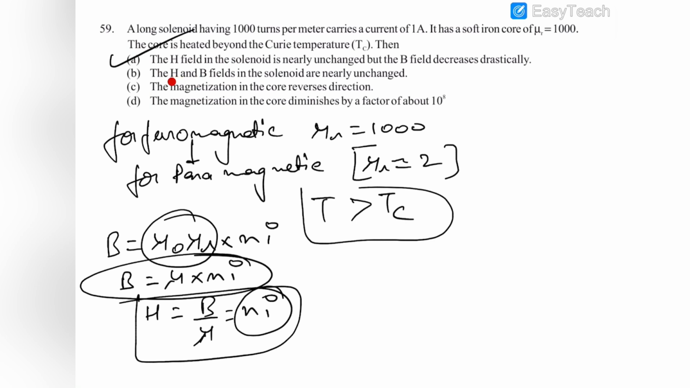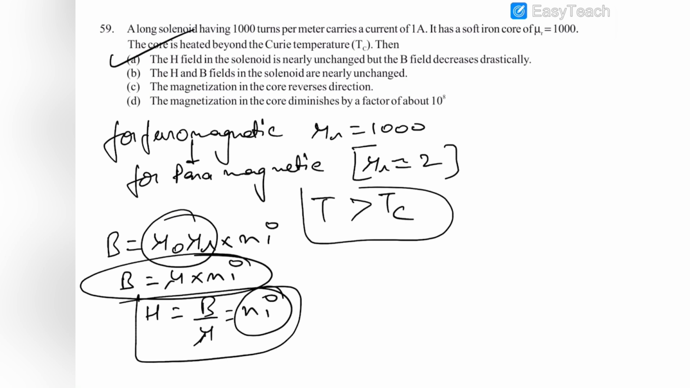Option B says that H and B are the fields in the solenoid and remain nearly unchanged. This is wrong. The magnetization of the core reverses the direction. This is also incorrect because there is no diamagnetism. In fact, ferromagnetism and paramagnetism differ only in the strength of magnetism, and the magnetism in both is in the same direction. So the core will not have an opposite magnetism. So C is also incorrect.